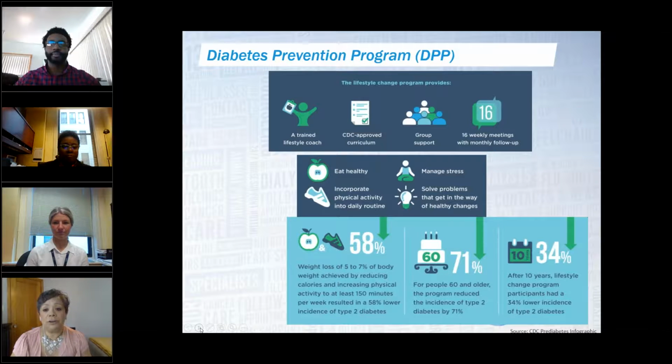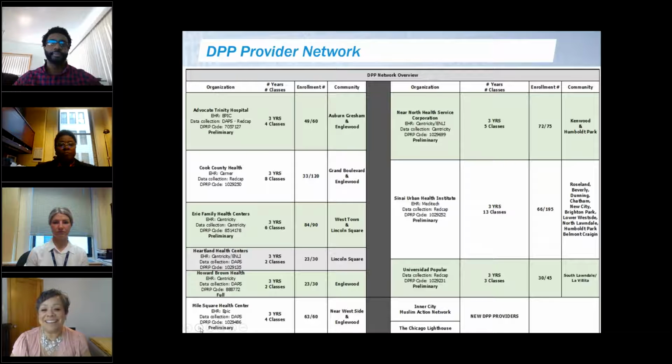So the Chicago Cares Project works with 11 organizations, including, thanks, Dr. Collins, including FQHCs, CBOs, and health and hospital systems on DPP implementation. In this table, as you can see, the number of years is represented and the number of classes each organization has been funded to launch. This project to date is on year 3. And here you'll see the enrollment number equals class size, which typically is 15 participants. So if an organization is funded to launch 4 classes, that means their capacity equals 60 participants.